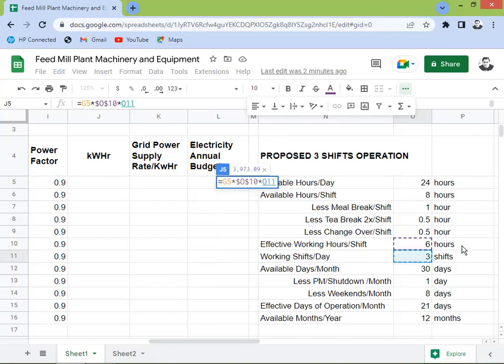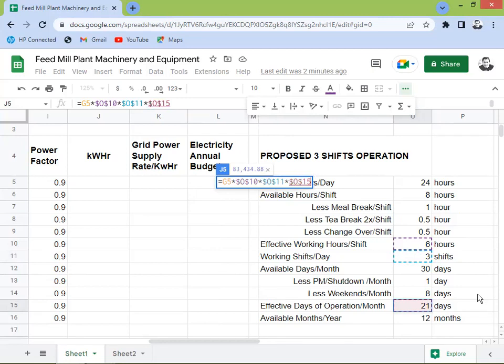So that would be on location 011. Again, you include the absolute cell reference with F4. Then again, multiply by one. Which one next? It would be this one, the effective days. Instead of having 30 days, we're just operating the plant in 21 days per month. So that would be included also. And then F4.